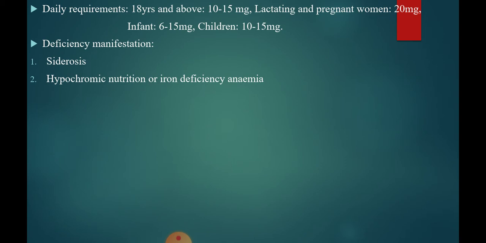Deficiency manifestation of iron is decreased formation of hemoglobin, decrease in circulating hemoglobin, and abnormalities in the serum iron concentration. The disorder of iron leads to siderosis, that means the condition in which an excessive amount of iron is introduced into the body beyond the capacity for its utilization and deposited in the various tissues, mainly in the liver. Hypochromic nutrition or iron deficiency anemia.